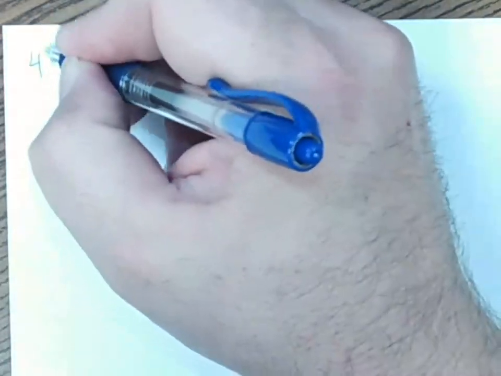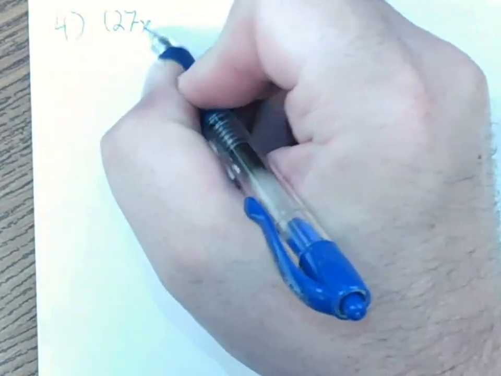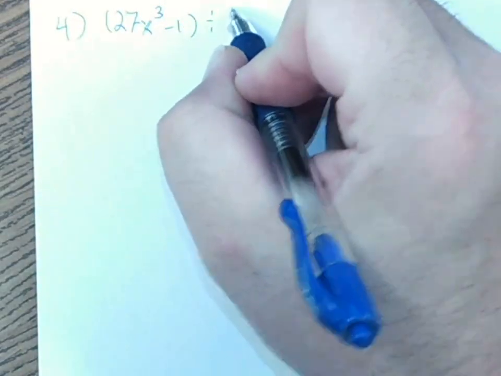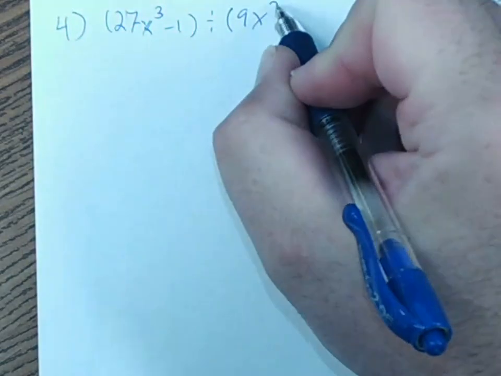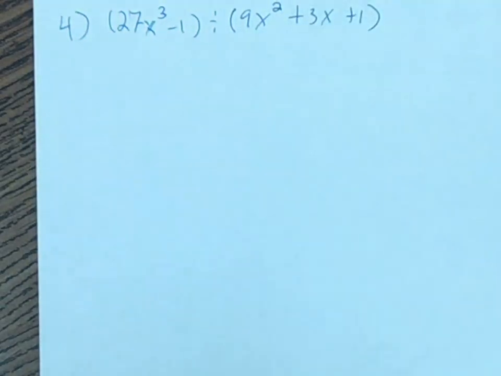So I'm going to do number 4, which is 27x cubed minus 1 divided by 9x squared plus 3x plus 1.